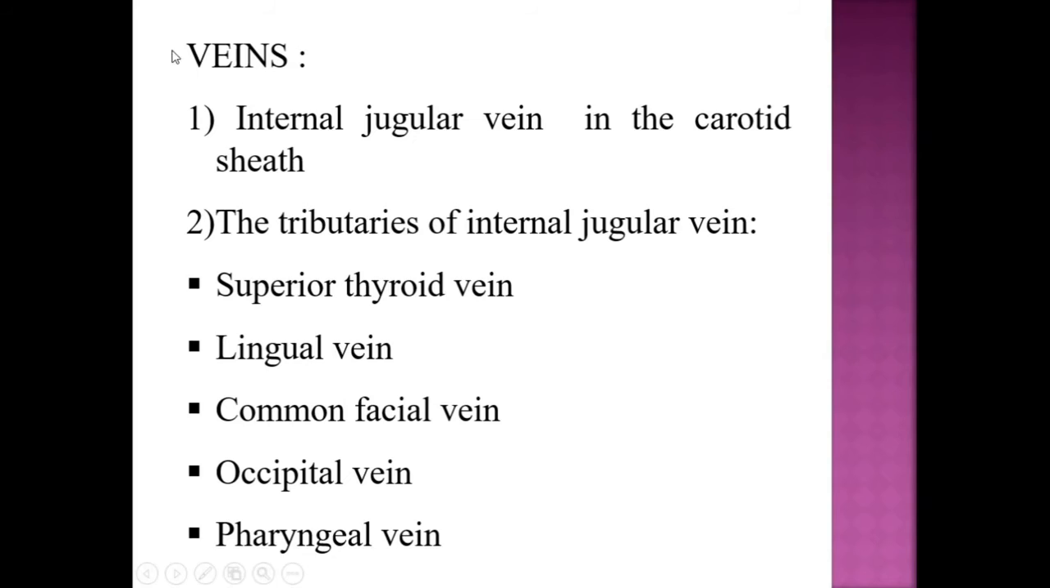Veins in the carotid triangle are the internal jugular vein in the carotid sheath. So the tributaries of the internal jugular vein, same as the arteries, you have to remember the names: superior thyroid vein, lingual vein, common facial vein, occipital vein, and pharyngeal vein. So 5 branches of external carotid artery, same tributaries we have to remember in the carotid triangle.